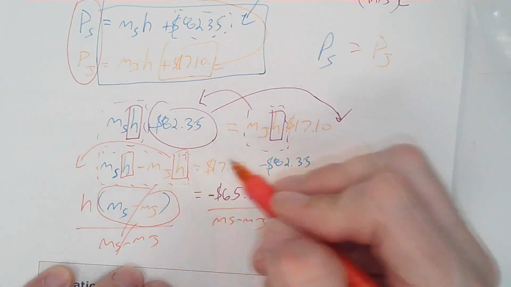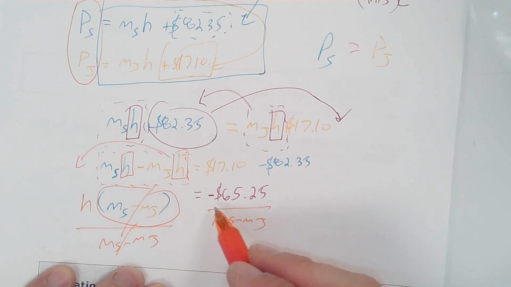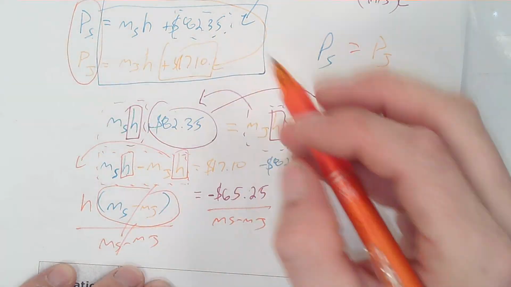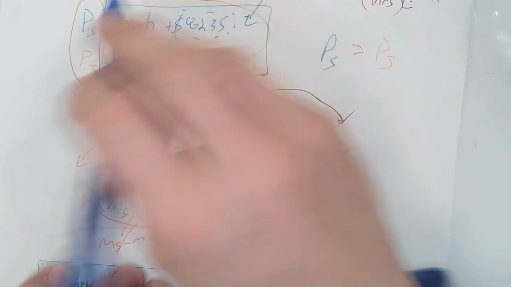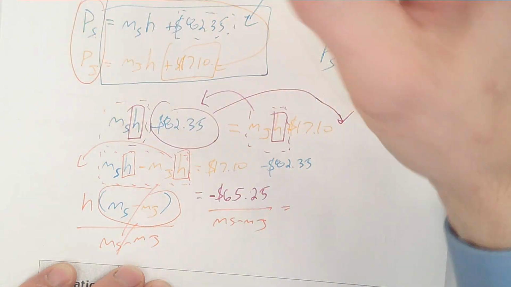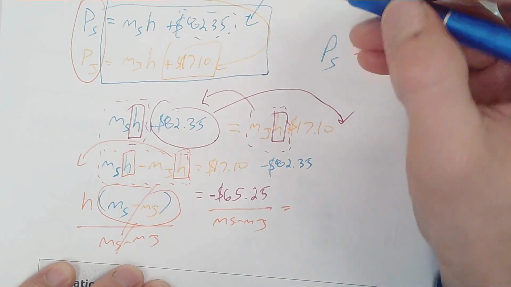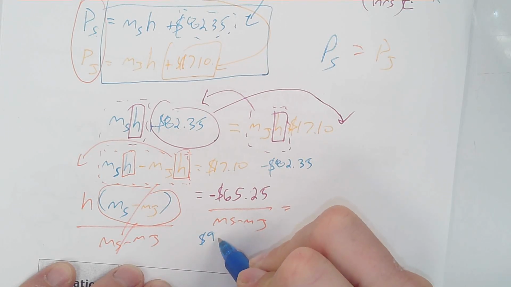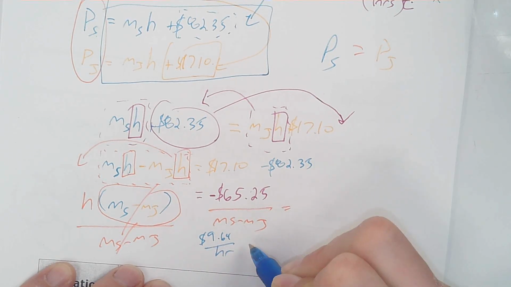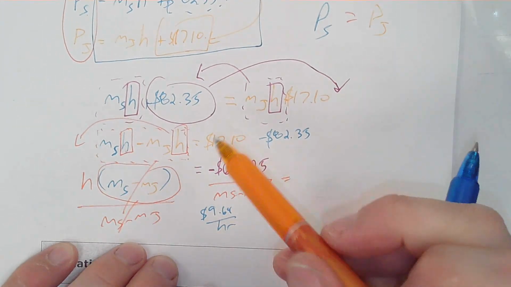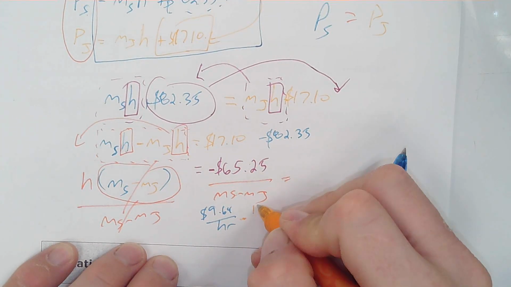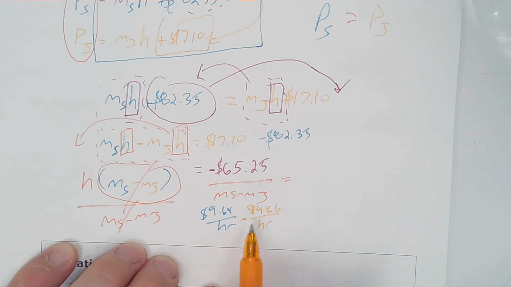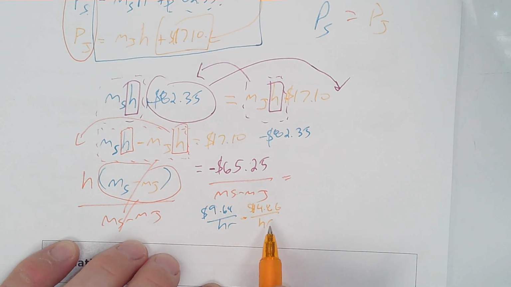Right? That'll cancel that out. That puts it over there, and all I have left is H equals this. Okay? So if H equals this, my slope for my server, it's blue, was $9.64 per hour, and my slope for my jeweler was $14.86 per hour. When I subtract this from that, is it going to be negative or positive?